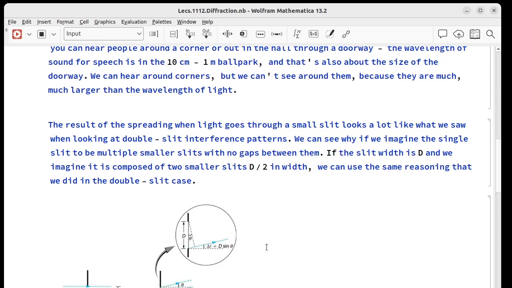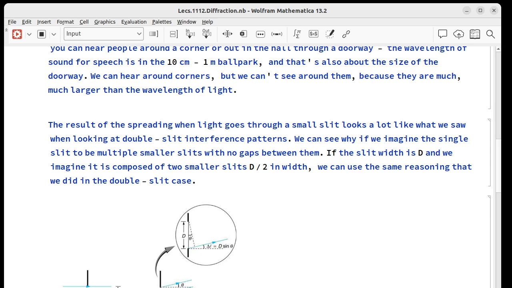When light goes through a small slit like this, the result is a lot like what we got from the double slit interference pattern. And one way to imagine that is to say, let's imagine the single slit is really two slits side by side with no gap between them. If the single slit has a width d, we could imagine these two little slits, which each have width d over 2. We can look at every point on the top imaginary slit, and it's matched by a point directly below it on the lower slit.